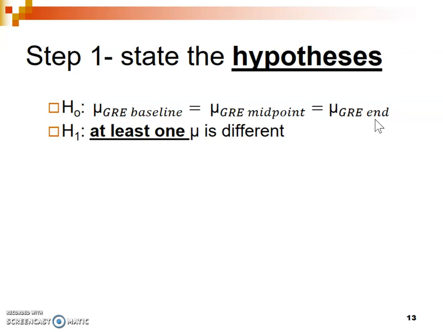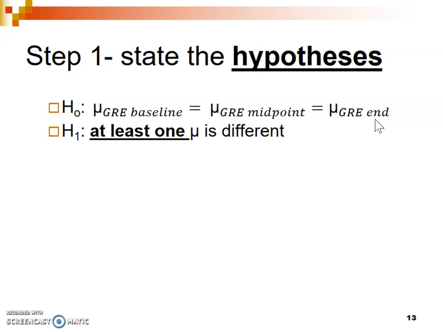And our alternative hypothesis, the H subscript 1, is going to state that at least one of our mu's is different. Recall from the last chapter that ANOVA has a lot of different possibilities that are not the null hypothesis. It's possible that maybe the baseline is different from the other two, maybe the midpoint's different from the other two, or maybe just the end is different from the other two. Or also, it's possible that all three are different from each other.